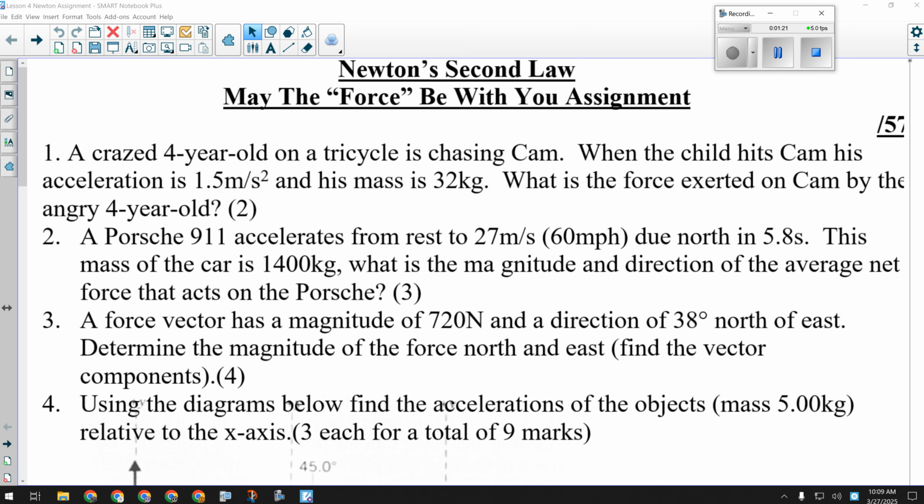Number 3 is simply asking, calculate the x and y component of this force vector. Okay, not a question to overthink. Calculate x and y. You know how to do that. You've been doing it for a unit and a half already.